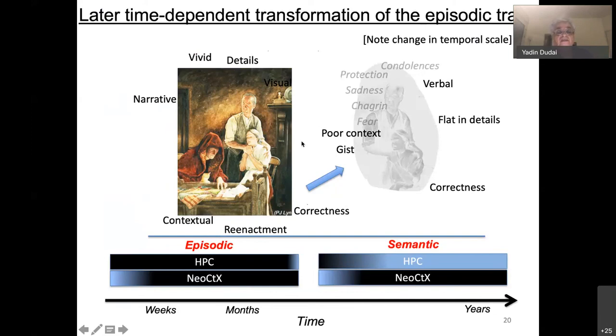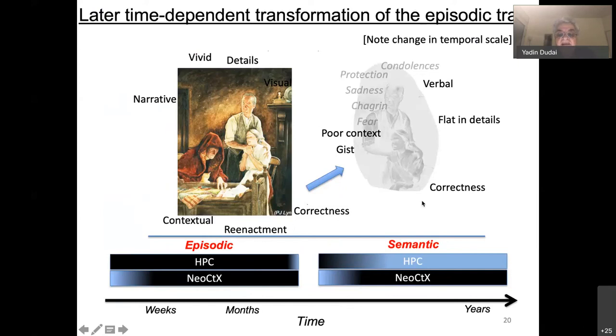But later on, almost all information in your brain, all the information that was here for a few seconds, will be converted into a semantic form, not episodic anymore, with poor context, with only the gist you remember, flat in details, not vivid, verbal, and you still are able to say whether it's correct or not. So memory is transformed over time. It starts with the present time. It's converted into memory by what happened before and what happened after within a few seconds, but it can be retained for weeks, months, and years, but it's not the same memory. In most cases, it becomes semantic, like a text in a book.